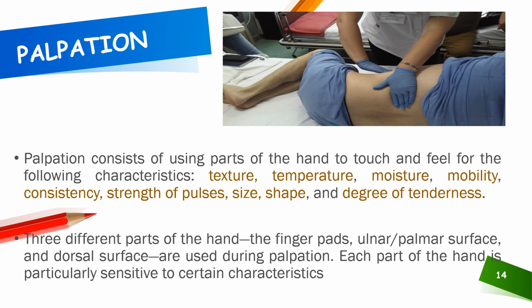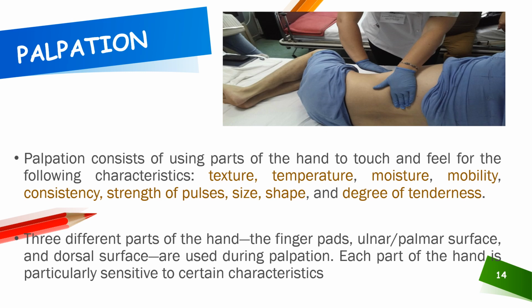Next is palpation. Palpation consists of using parts of the hand to touch and feel for the following characteristics: the texture, is it rough or smooth? Temperature, is it warm or cold? Moisture, is it dry or wet? Mobility: fixed, movable, vibrating. Consistency, is it soft, hard, fluid-filled? The strength of the pulse, is it strong, weak, thready, or bounding? The size, is it small, medium, large? The shape, well-defined or irregular? And degree of tenderness. 3 different parts of the hand, the finger pads, ulnar palmar surface, and the dorsal surface, are used during the palpation.